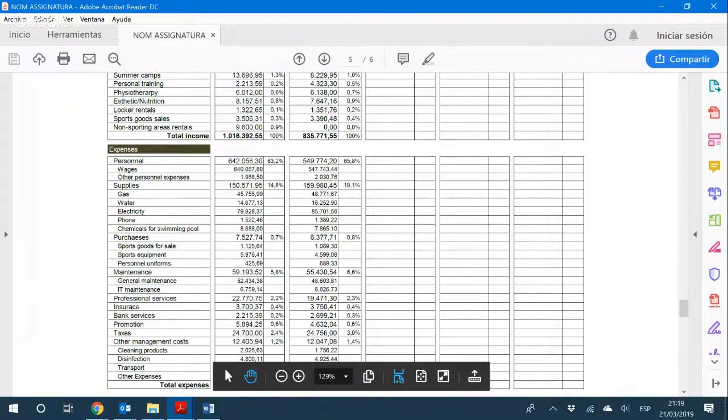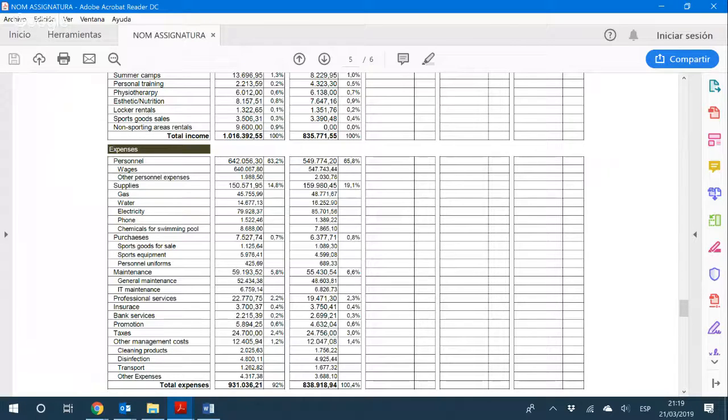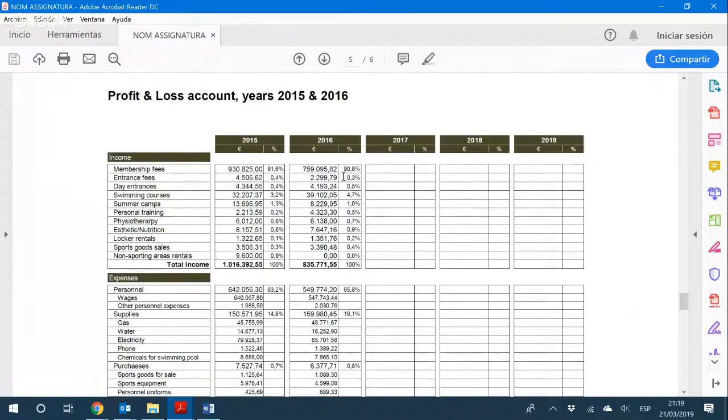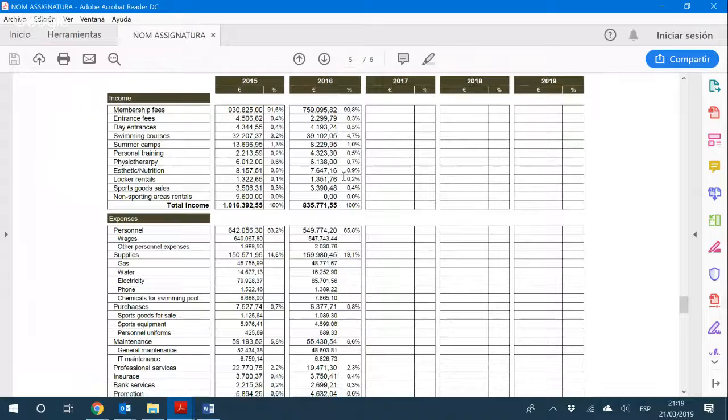So which would be the amount you should put in year number 3, number 4, and number 5? It would be the amount you have in year number 2, so in 2016. So what I mean is, for all these items in income or in expenses for which you do not suggest any action that will impact on this item, just keep the same amount of money that is presented in 2016.